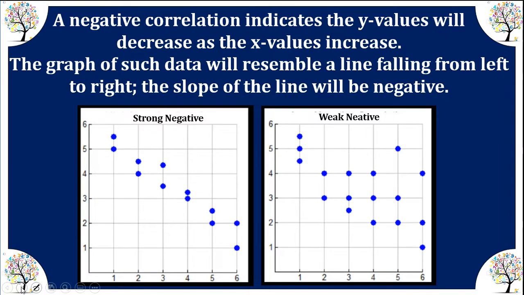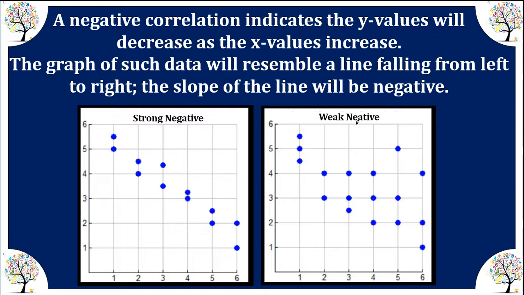Now let's take a look at 2 more correlations. In graph number 1, the one to the left, we can see that as the x values increase, our y values decrease, giving us a negative correlation, a negative slope, so to speak. And these are clustered pretty close together, indicating there is a strong relationship between the 2 variables. The graph on the right, again, is showing a negative correlation.